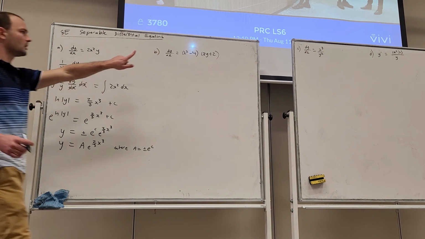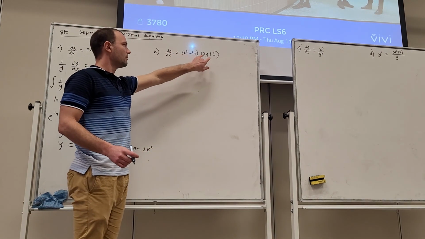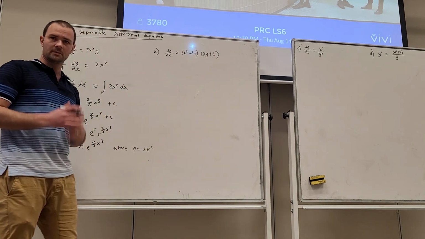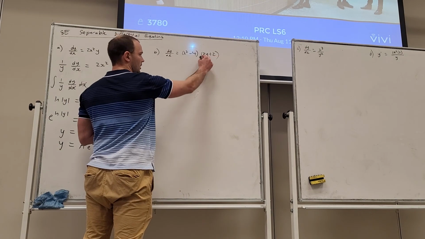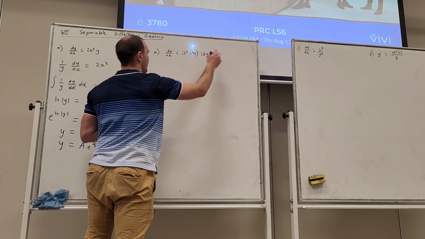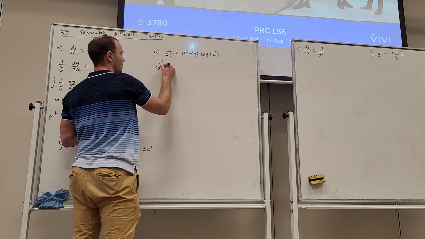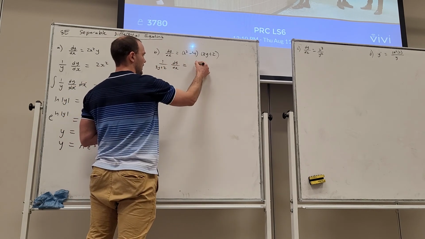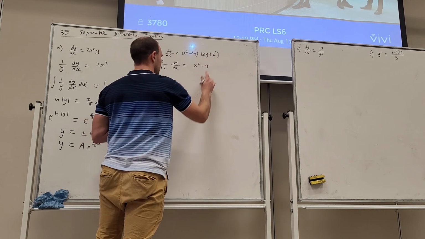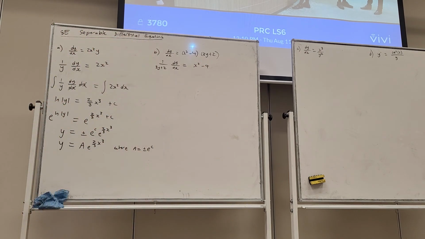Over here, we've got x squared take 4 multiplied by 3y plus 2. We want to get the x terms by themselves and the y terms by themselves. So let's divide both sides by this whole bracket, this whole multiple here. We'll have 1 on 3y plus 2, dy on dx is equal to x squared take 4. And then I'm going to integrate both sides with respect to x.